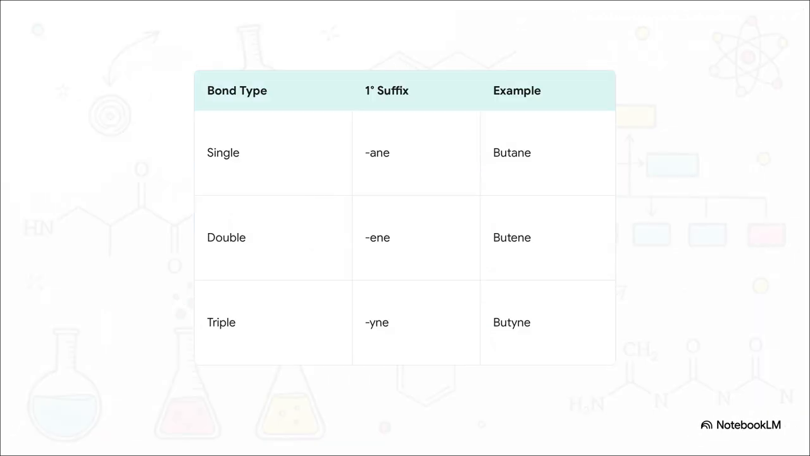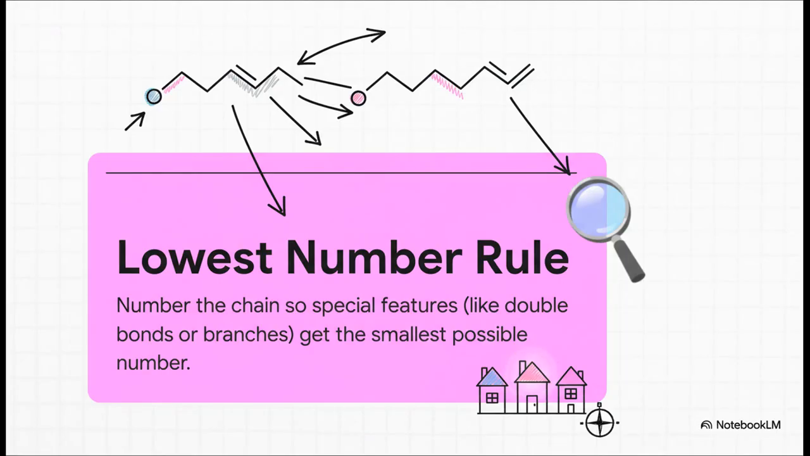Next up, we use the primary suffix to describe the road itself. If all the carbons are linked by single bonds, it's an ane. If you spot a double bond, it becomes an ene. And if there's a triple bond, it's an yne. That's how we know if our 4-carbon street is butane, butene, or butyne. Easy, right? Okay, quick pause.